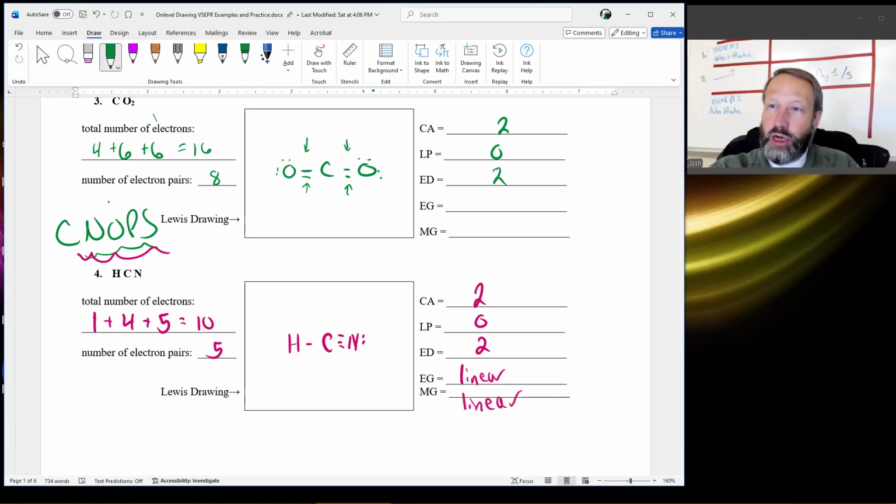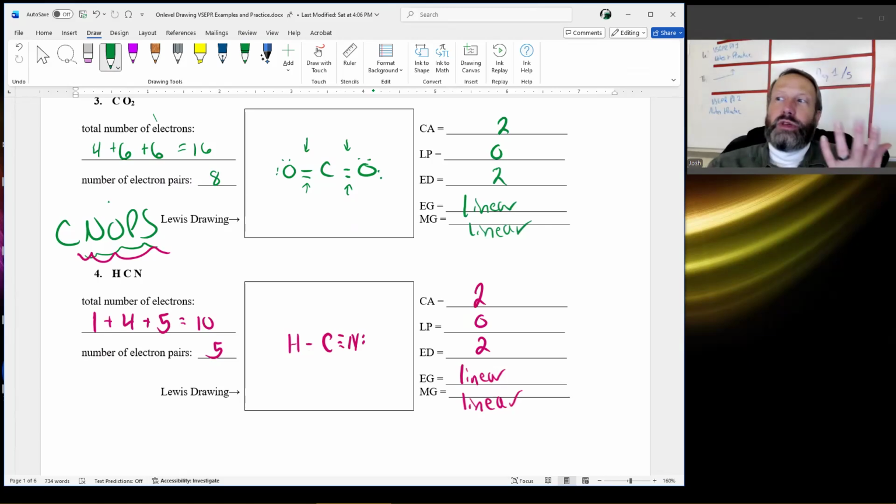Okay. 2 oxygens, 0 lone pairs on the carbon in the middle. Totals up to 2. It's linear and linear. So these shapes don't know whether it's a single, double, or triple bond, and they don't care whether it's single, double, or triple bond. Your chart will be useful regardless.